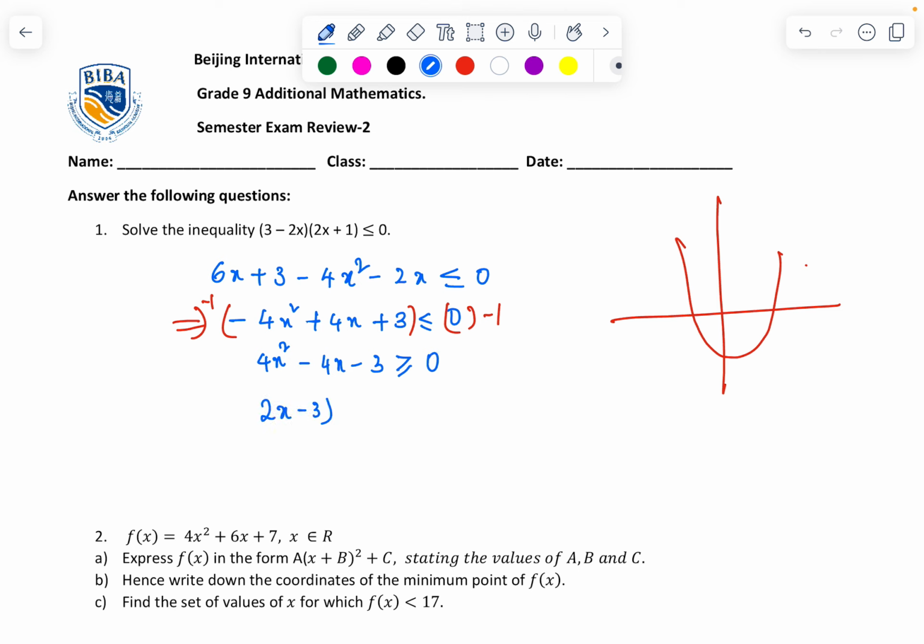Let me factorize. When I factorize, this gives me (2x minus 3) times (2x plus 1). So x equal to basically 3 over 2 and x equal to negative 1 over 2. Since the inequality is greater than or equal to 0, I will write my final answer as x is less than or equal to negative 1 over 2 and x is greater than or equal to 3 over 2. So this is the final answer.